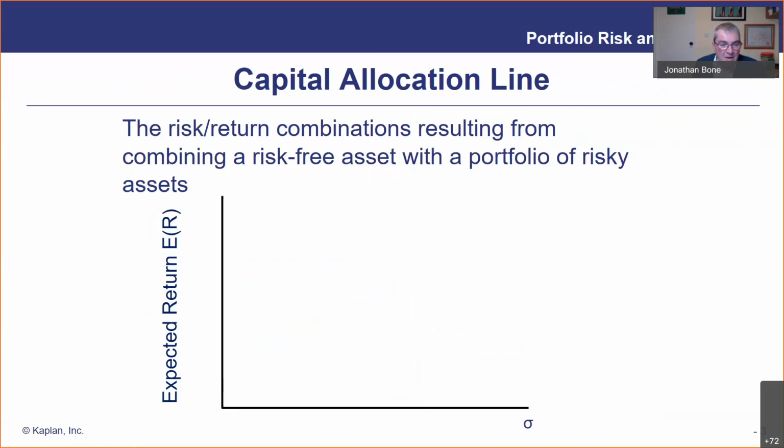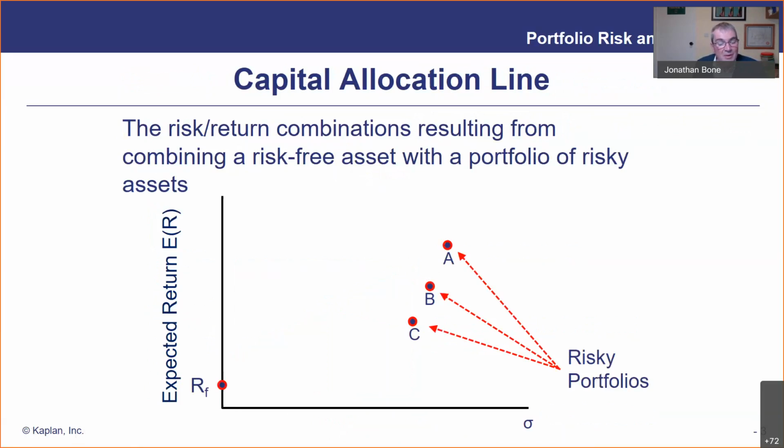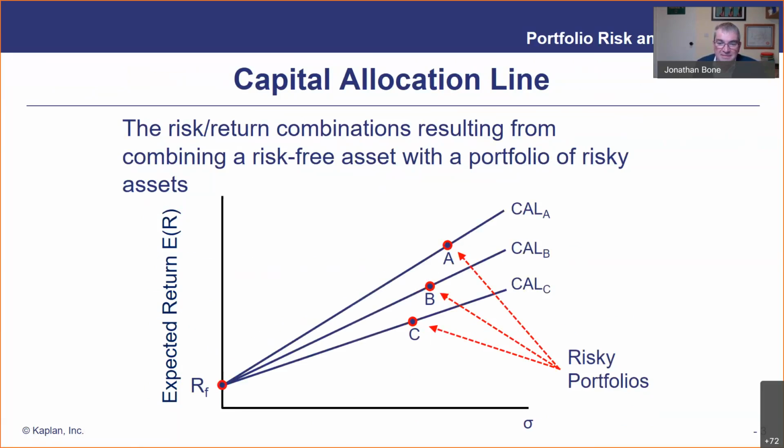Now, as we said, not only can we lend at the risk-free rate, we can also borrow at the risk-free rate. So here are three risky portfolios, C, B, and A, combining them with risk-free assets. And of course, we get 3 different capital allocation lines. Our investor would always choose capital allocation line A. Why? Well, we mentioned it before. It has the highest Sharpe ratio.